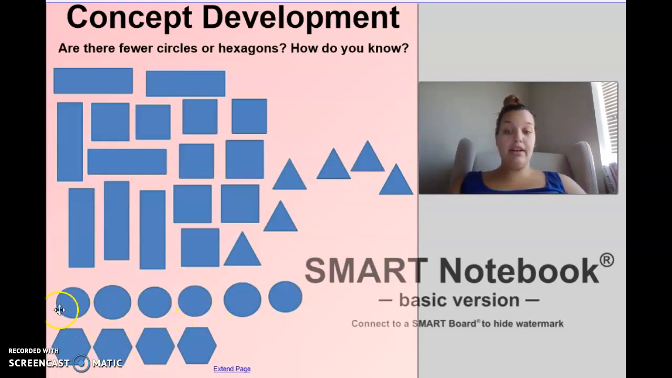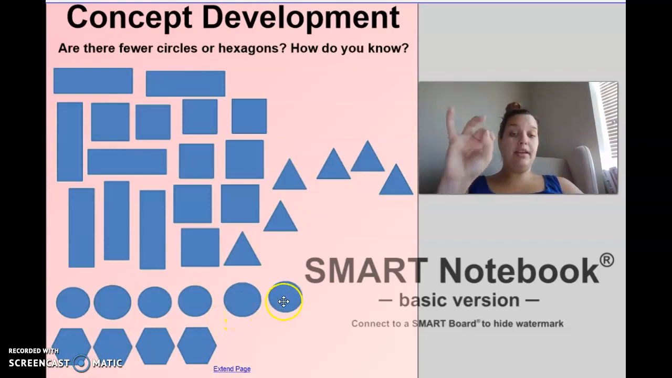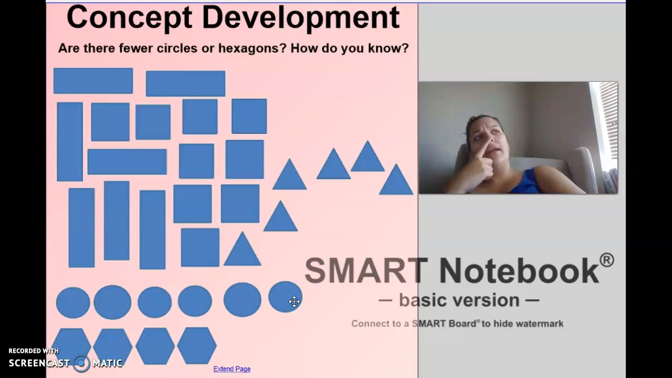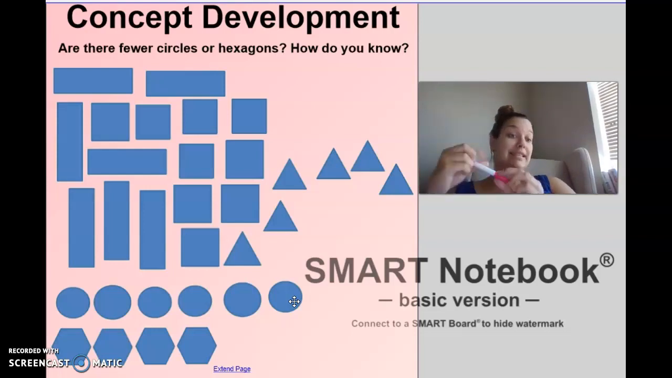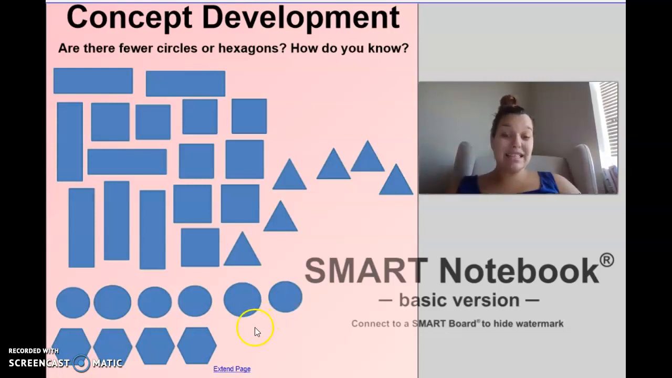I can look here and see that each hexagon has a match. But over here, how many more circles do I have than I have hexagons? I have two more circles. So challenge question. How many more hexagons would I need to make my number of circles and my number of hexagons the same as one another? I would need two more hexagons because I would need a match here and a match here, right?